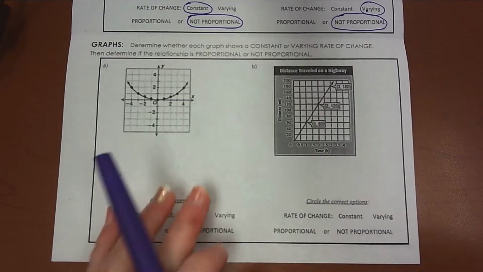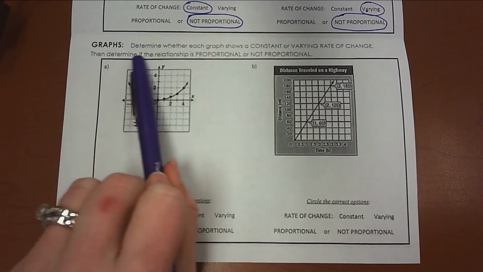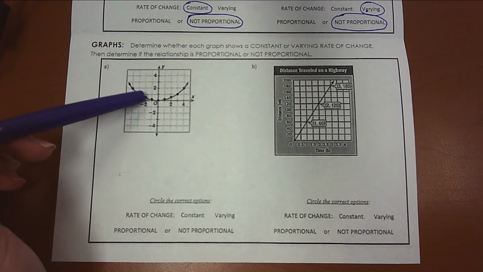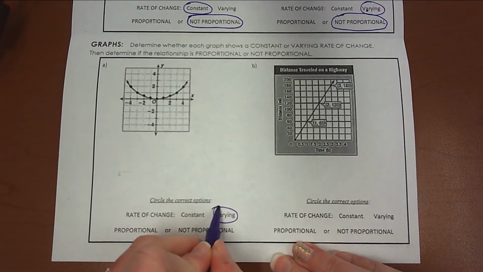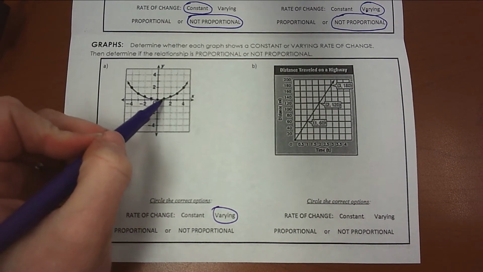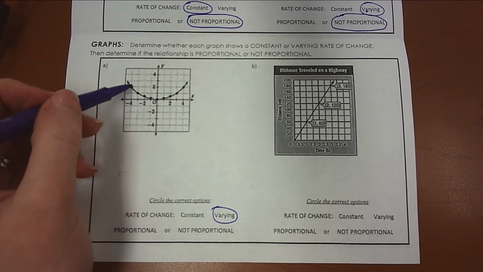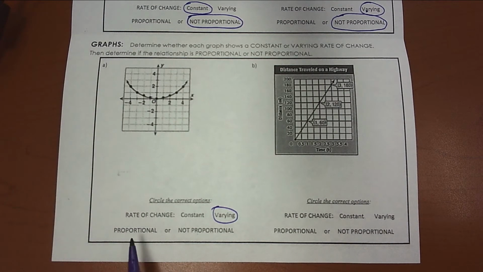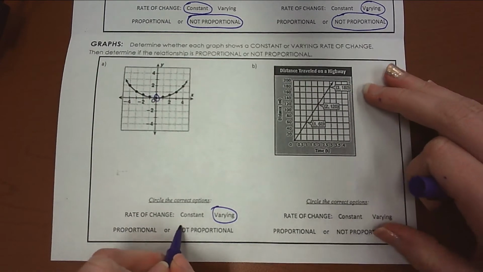We're going to look at some graphs and determine whether each graph shows constant or varying rate of change, and then determine if it's proportional or not proportional. So for part A, constant or varying rate of change? Well, because this is nonlinear, it is a varying rate of change. We can see that the slope is negative until it gets to the origin, and then the slope turns positive, and it changes from one point to the next because it's starting to get a little bit steeper as we push to the edges here. And then when we decide proportional or not proportional, though it does go through the origin, this is not linear, and so this is non-proportional.